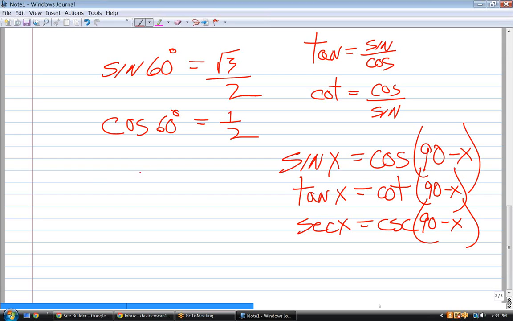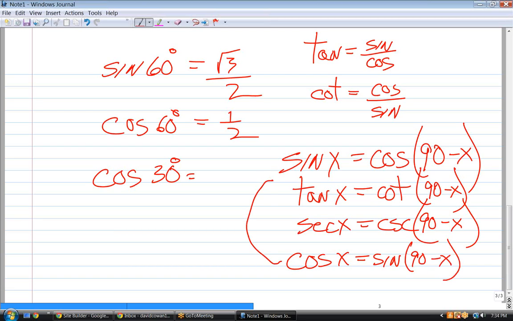What was after sine of 30? Cosine of 30. Okay, so what's cosine of 30? What's the answer? Use this: cosine of x equals the sine of 90 minus x. In other words, that's the counterpart to that. So the cosine of 30 would be the same as the sine of 60, root 3 over 2. Okay.